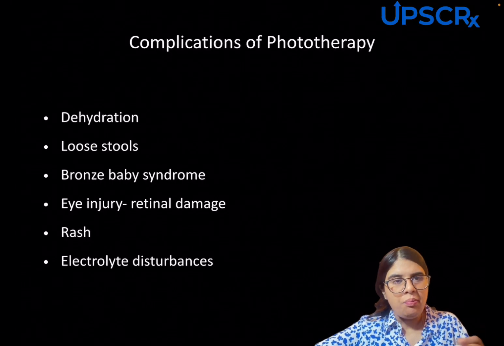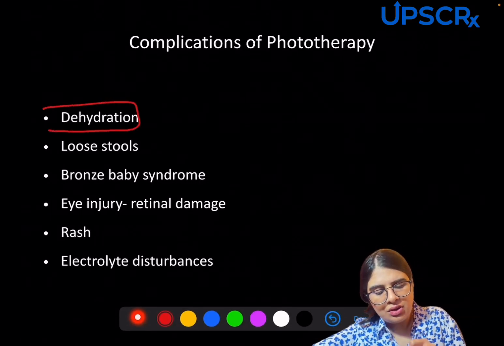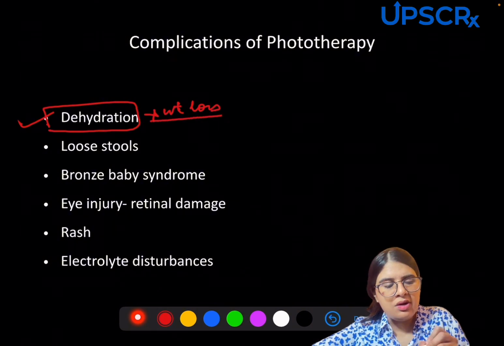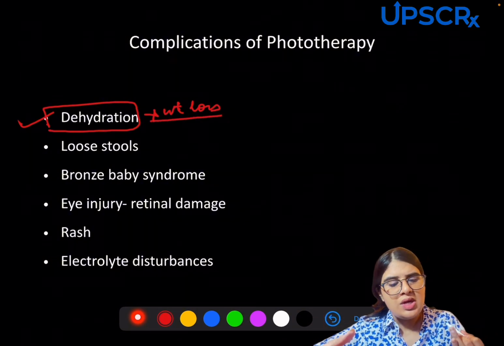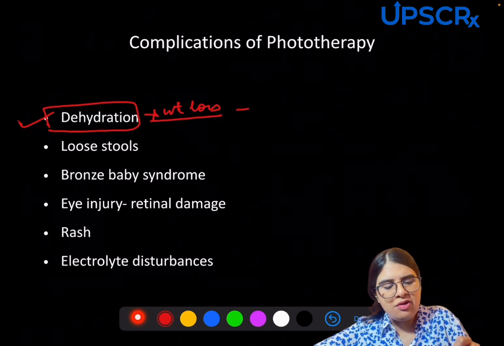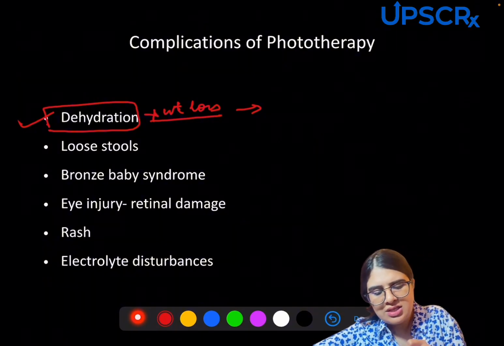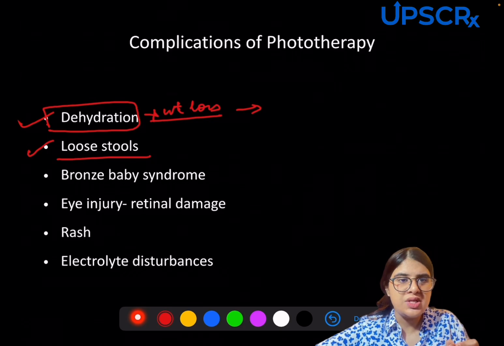So let's see the complications of phototherapy. The first very important thing is dehydration and weight loss. Okay, so the babies receiving phototherapy, if there's a lot of light, that can cause dehydration, that can cause weight loss, and therefore adequate breastfeeding during phototherapy. Adequate feeding during phototherapy is very, very important. So first is dehydration and weight loss. Second is loose stools. Loose green colored stools are usually seen in cases of phototherapy.